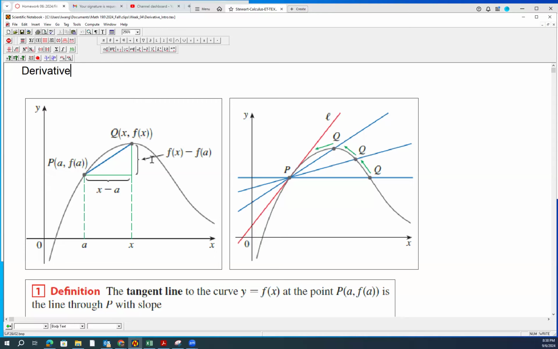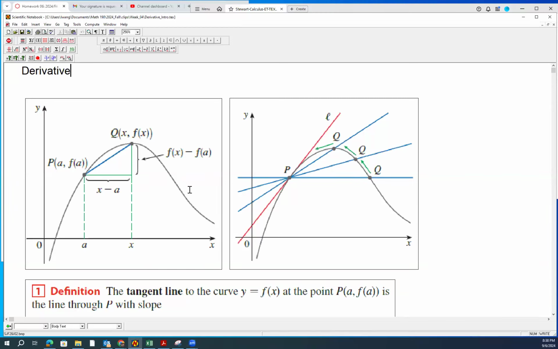First of all, we have these two graphs. Let's look at the one on the right. We are interested in this point P, which is (a, f(a)). So it's a point A; these are the same point. We want to find the slope of the tangent line. The red line is the tangent line at the point (a, f(a)), at point P. And we don't have a formula for it.